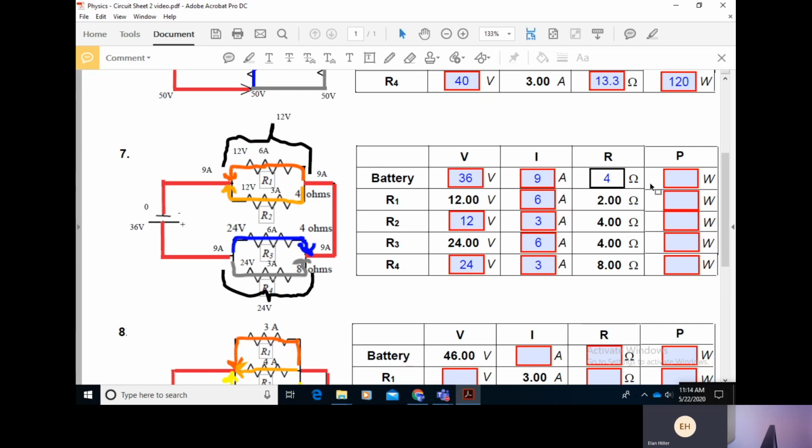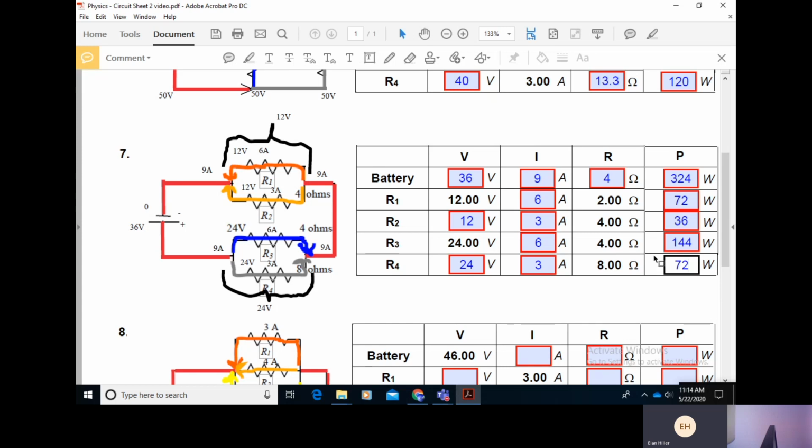Lastly, let's go ahead and figure out what our powers are. So do the top one, 36 times 9, and we get 324 watts of power. 12 times 6 is 72 watts of power. 12 times 3 is 36 watts of power. 24 times 6 is 144 watts of power. 24 times 3 is 72 watts of power.